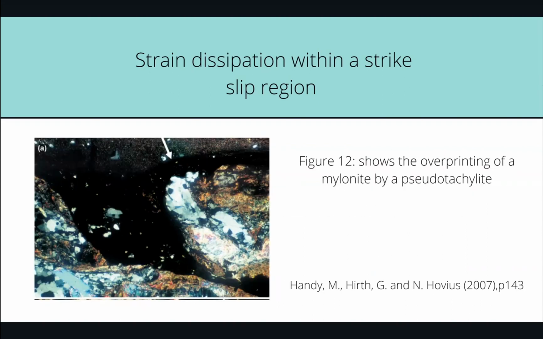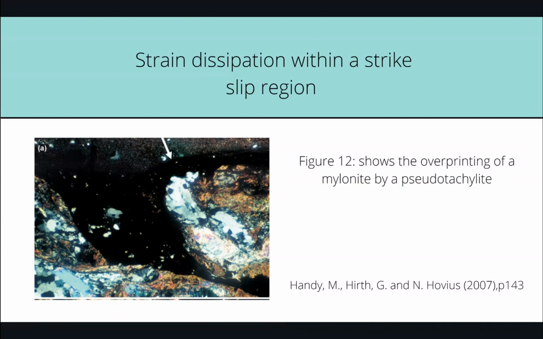Now, the final zone is the viscous or plastic regime. And in this regime, the temperature and pressure gradient allows the flow of material by dislocation creep. And it contains mylonites, which show simple shear or sub-simple shear indicators, and are usually very ductile.